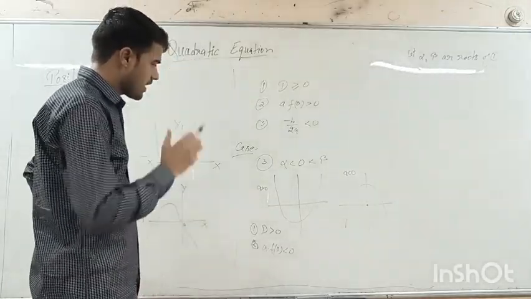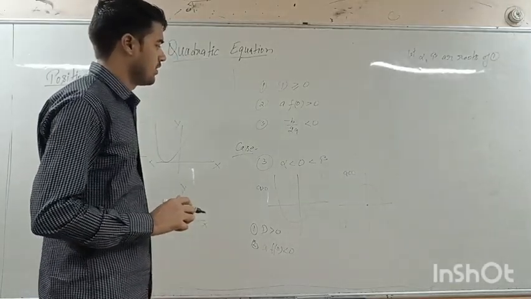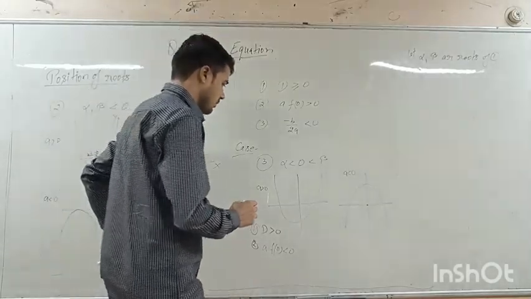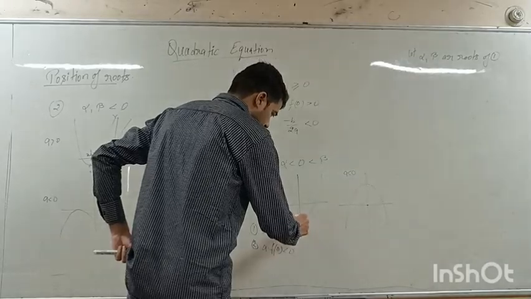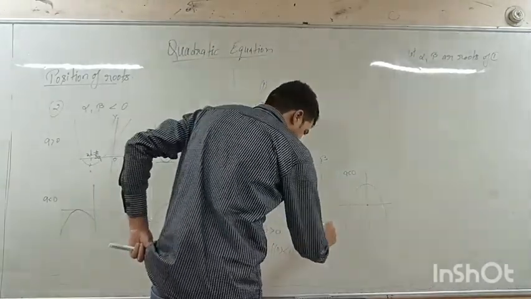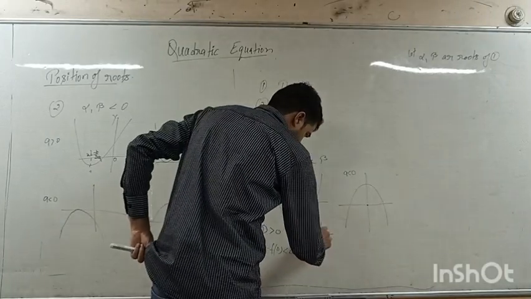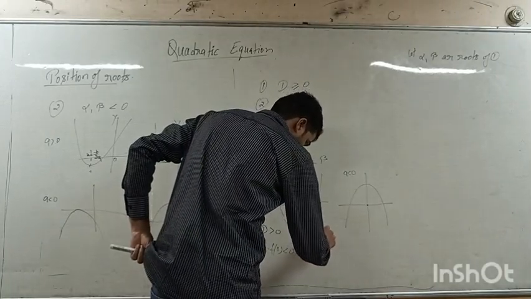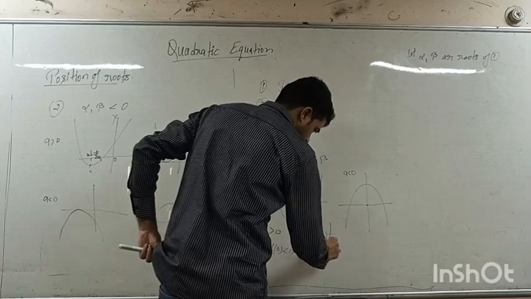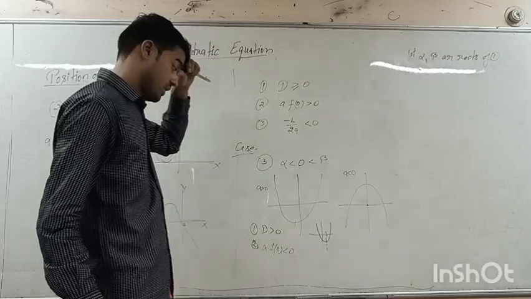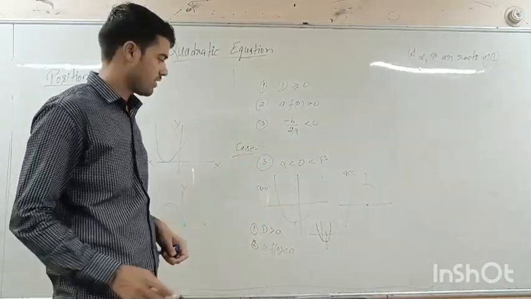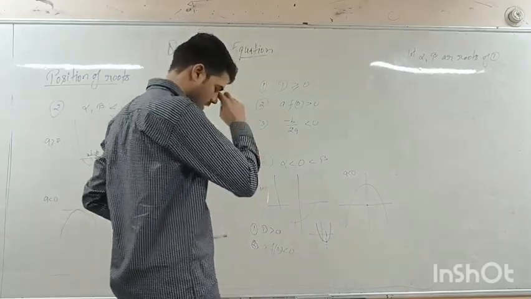Can we say anything about minus b by 2a? Actually no, we cannot say anything about minus b by 2a, because the vertex can be here. Or we can say like that, if we make an initial graph, the vertex can be here also. So the vertex can be either on the negative side or the positive side of the x-axis. So we cannot say anything about minus b by 2a.